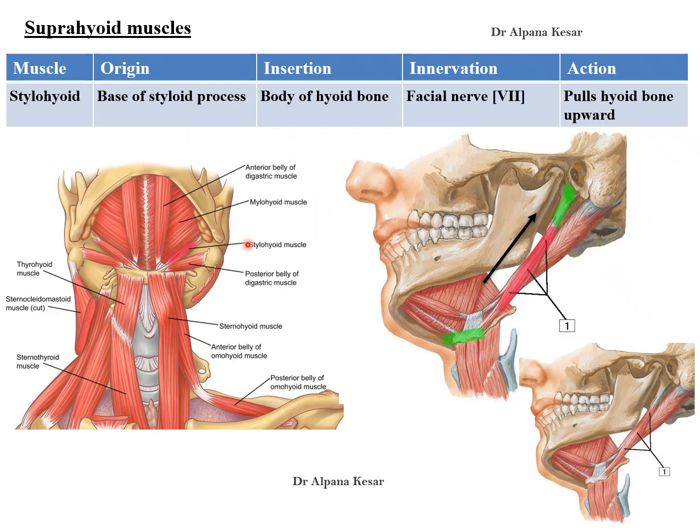Suprahyoid muscles. In suprahyoid muscles, this muscle is stylohyoid. Stylohyoid muscle takes origin from the base of the styloid process, and it gets inserted into the body of the hyoid bone. The muscle pulls the hyoid bone upwards and is innervated by facial nerve.